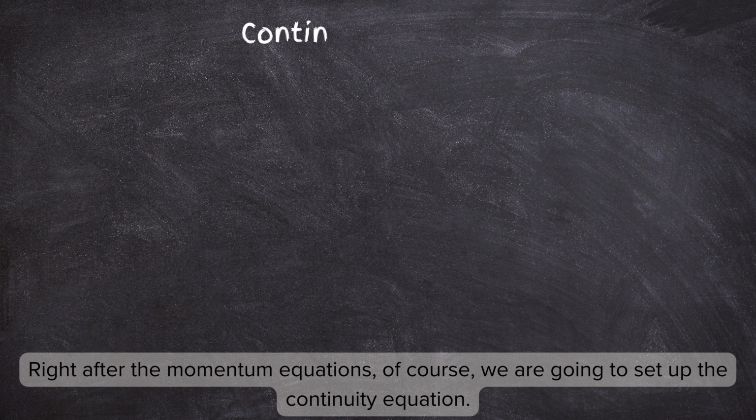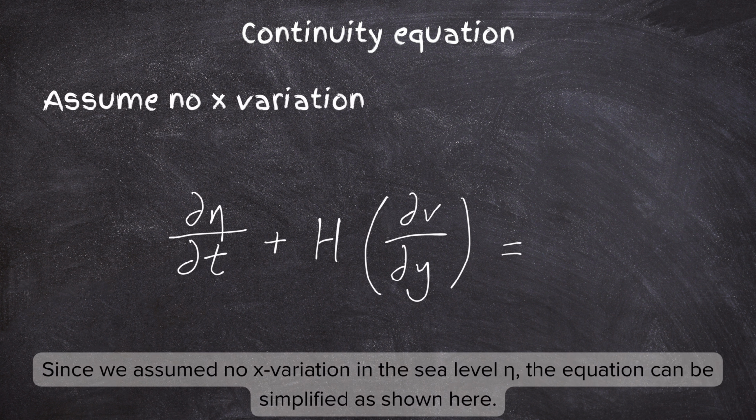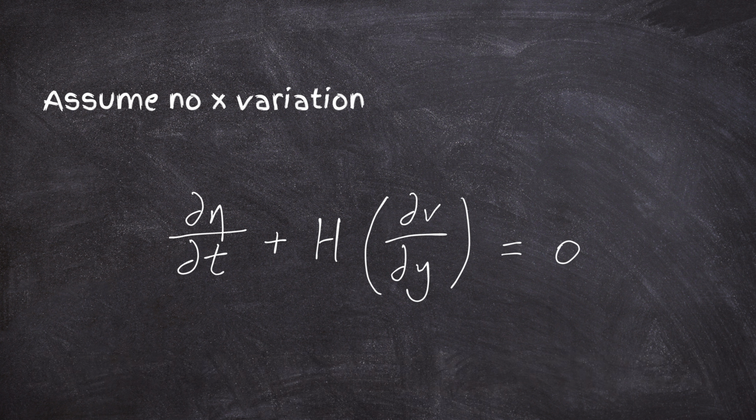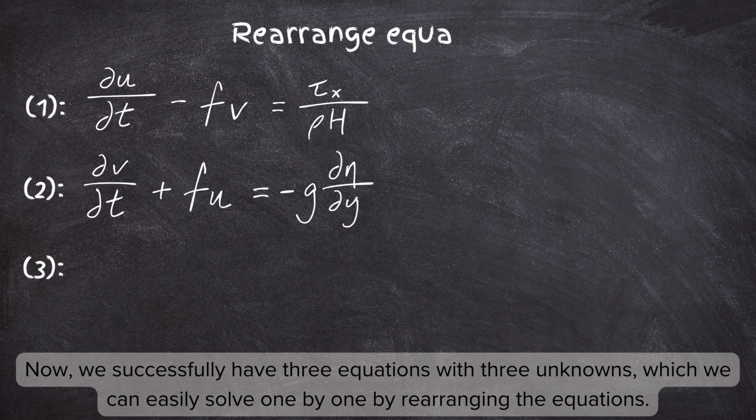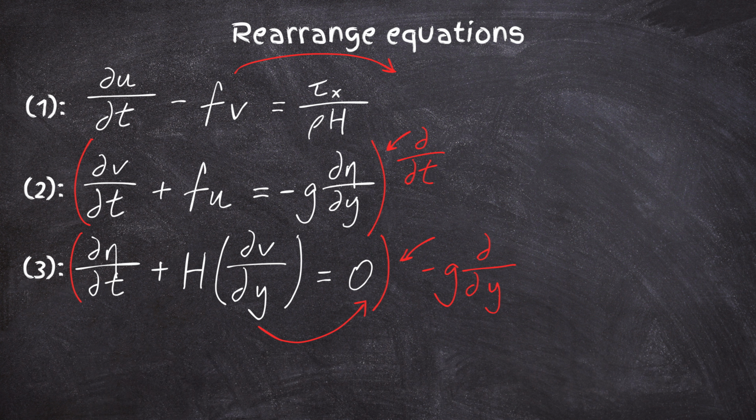Right after the momentum equations, of course, we are going to set up the continuity equation. Since we assume no x variation in the sea level eta, the equation can be simplified as shown here. Now, we successfully have three equations with three unknowns, which we can easily solve by rearranging the equations.